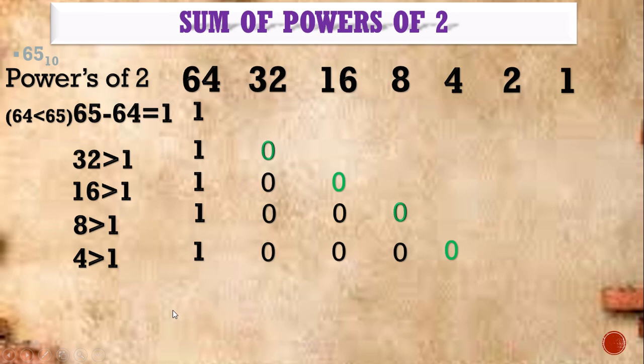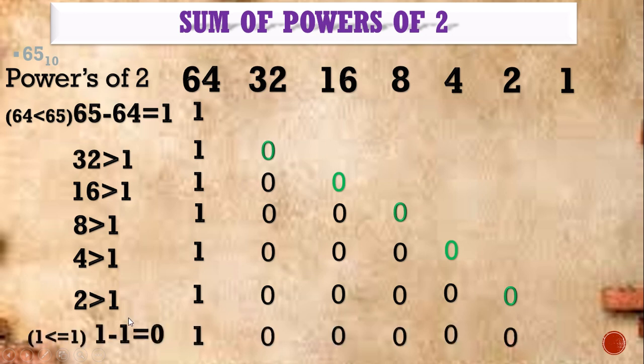The next number is 2. So 2 is also greater than 1. So then we put 0 against the 2. The next number is 1. So our condition is that it should be either less than or equal to the given number. So 1 is equal, so you can subtract it. Subtracting, the answer is 0. So against the 1 we can place 1 here. So this is the sum of powers of 2. The same value only we will get here.